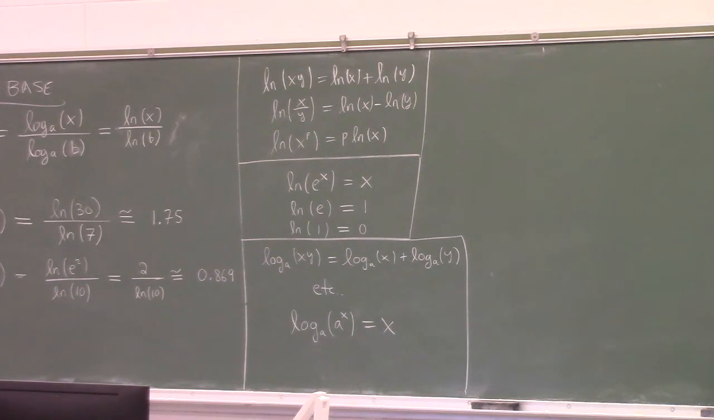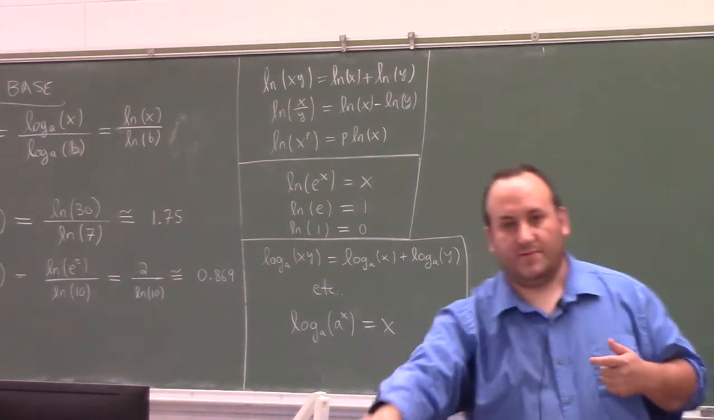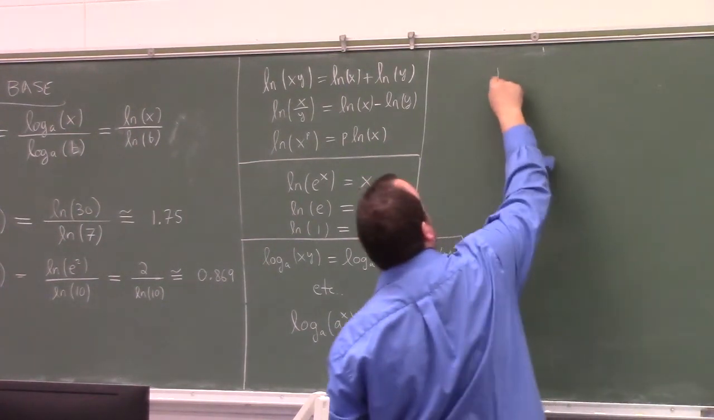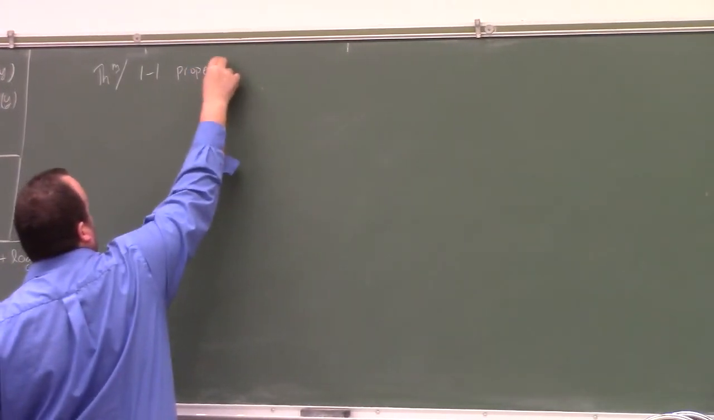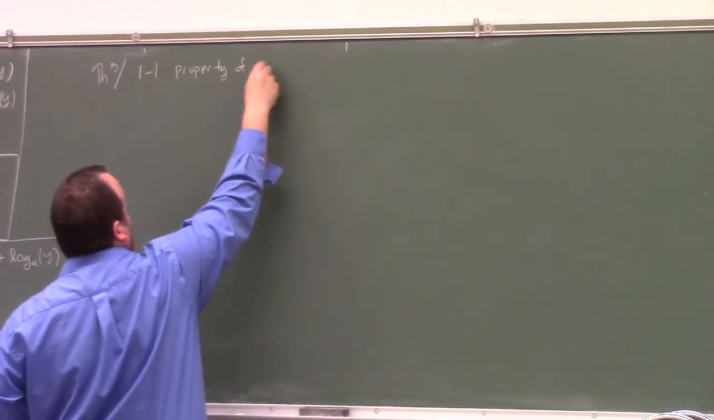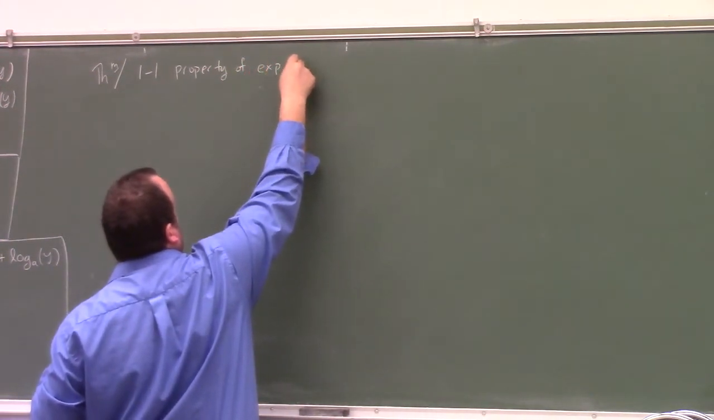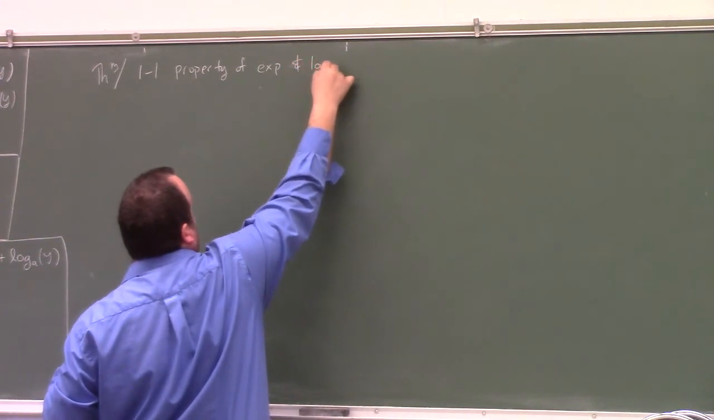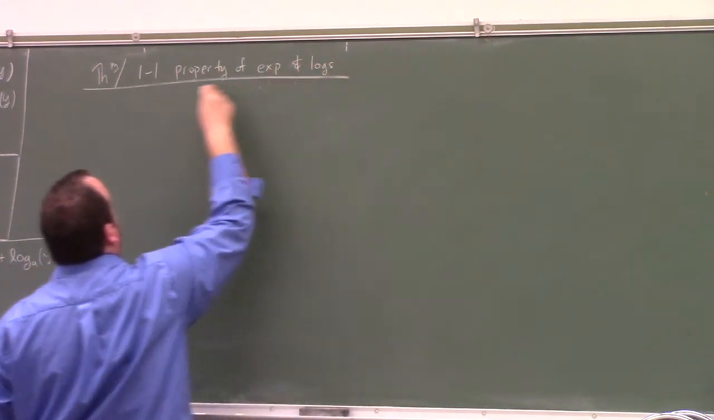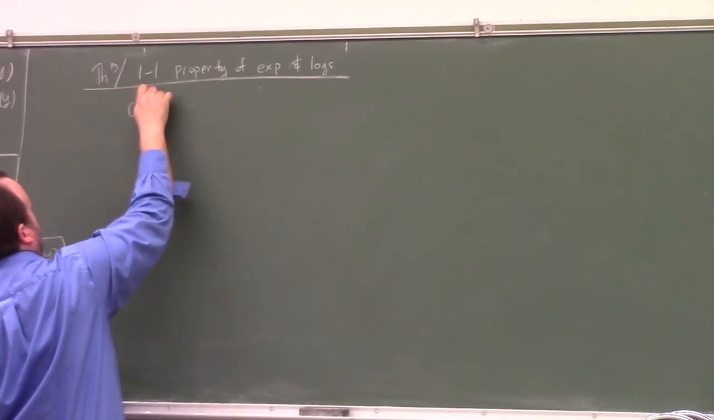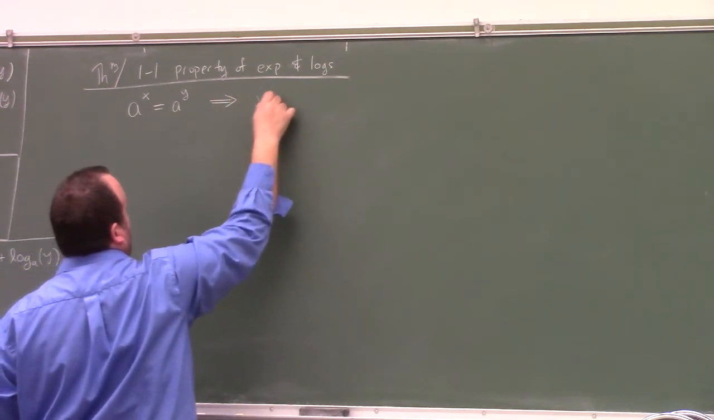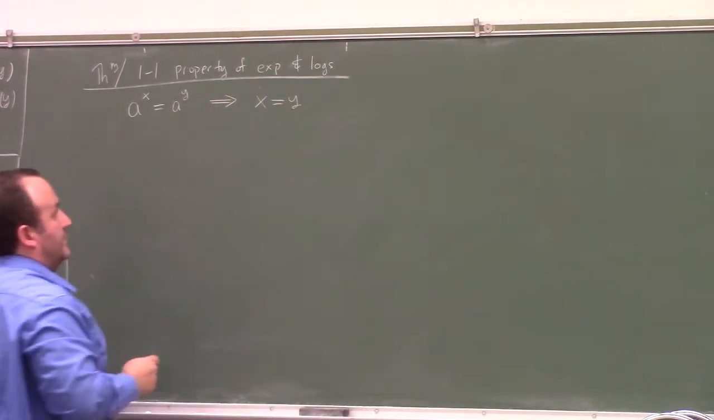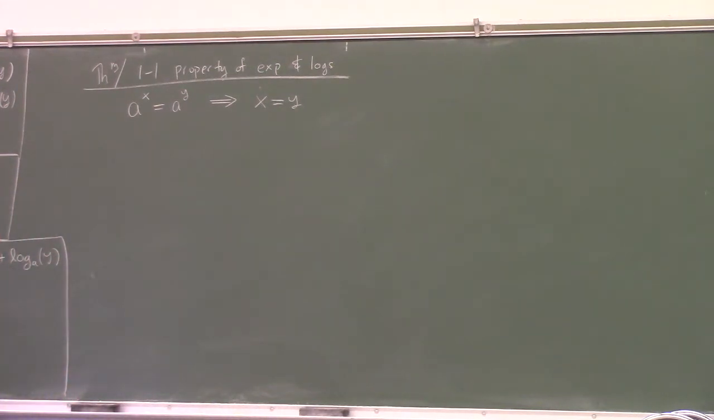I solved this equation that I'm currently erasing by taking the natural log of both sides, right? But there's an important theorem we should also know about: the one-to-one property of exponentials and logs. So here it is. If you have a to the power x equals a to the power y, that implies x equals y. This is the one-to-one property for the exponential.